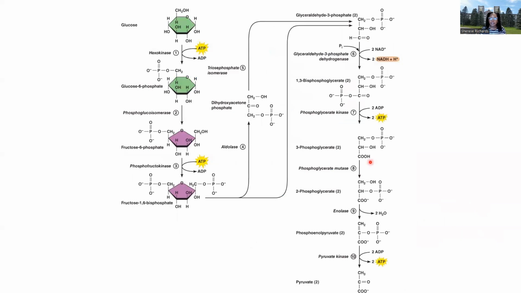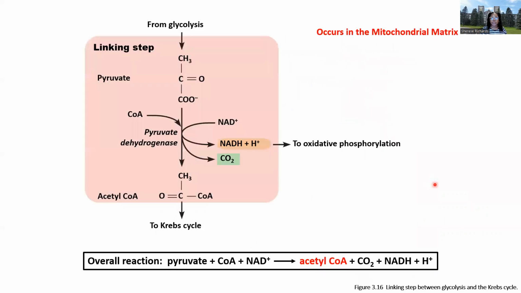Here's another much more fancy drawing. Again, peruse this, review this from more of a holistic standpoint, and not necessarily memorizing the fine details here. The second phase occurs in the mitochondrial matrix, and this is basically a linking step. It's a transitional step that goes from glycolysis, our first phase of glucose oxidation, to the Krebs cycle, which is our second phase.